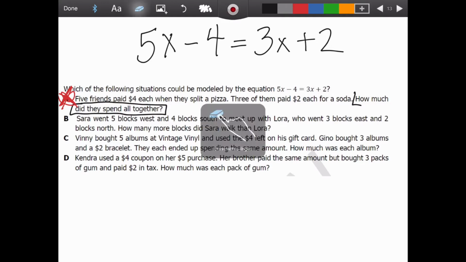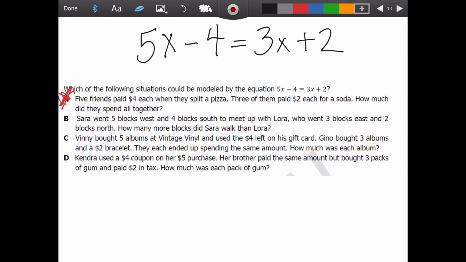Okay, so let's move on to, and again, guys, that's why I want to also stress that it is important to read everything. Read all the way till the end before you start to work through these. Option B: Sarah went 5 blocks west and 4 blocks south to meet up with Laura, who went 3 blocks east and 2 blocks north. How many more blocks did Sarah walk than Laura?